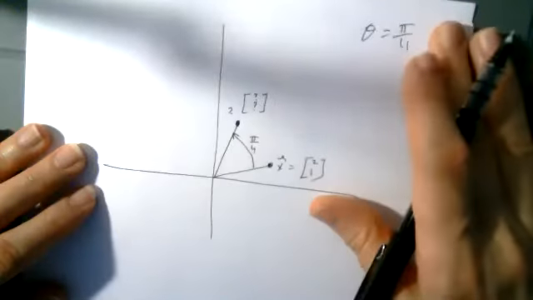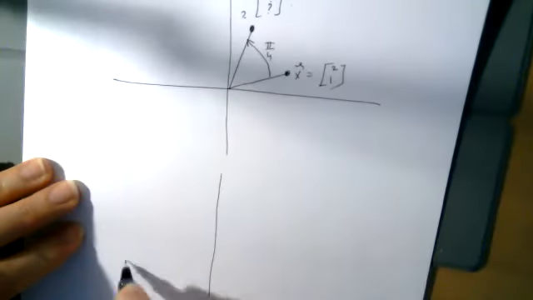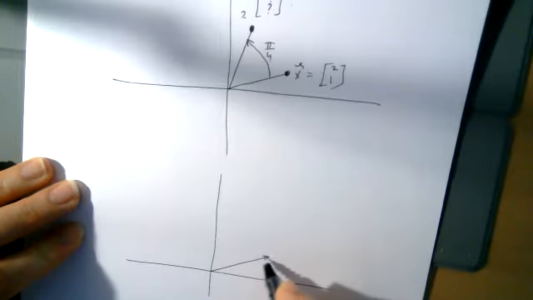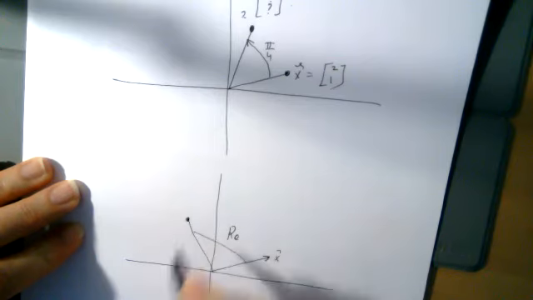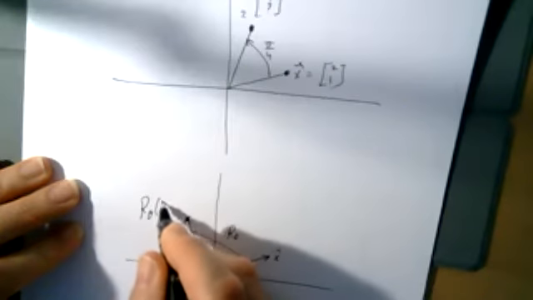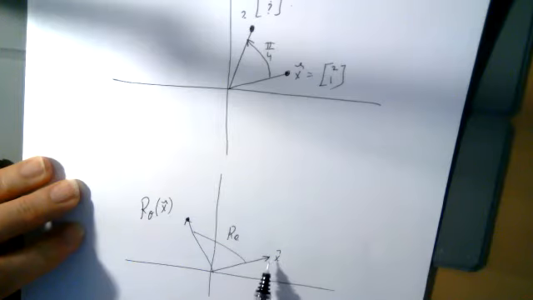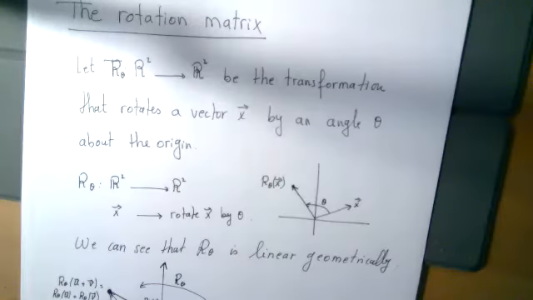So what's the rotation function or the rotation transformation? The rotation transformation is basically the following transformation. You start with a vector, you rotate it by an angle theta, you end up somewhere. This new vector is called R theta of x. It means the vector obtained by rotating x by an angle theta. So that's really my problem.